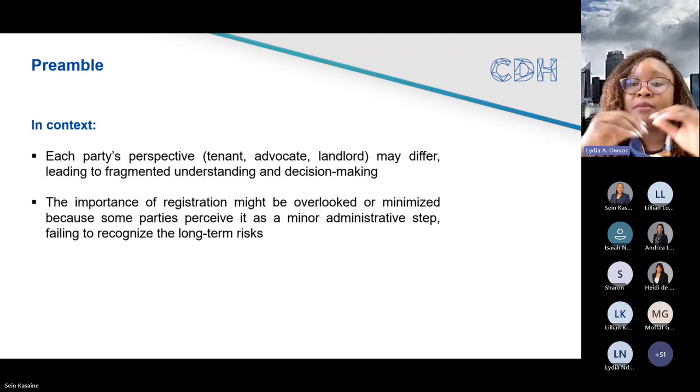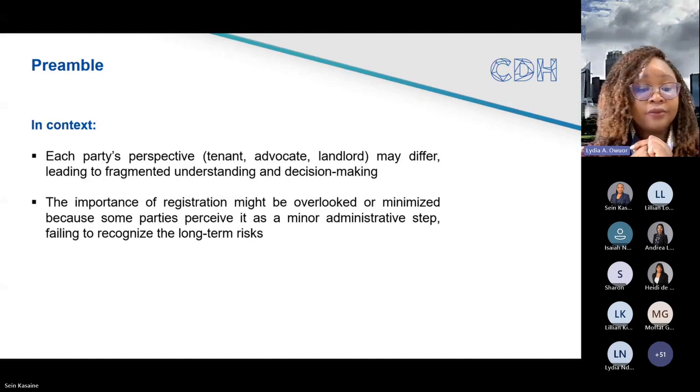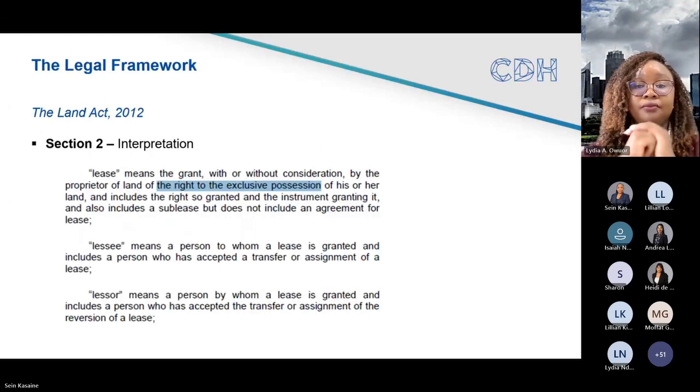And by this, I mean highlighting the legal provisions that apply in relation to the topic that we are covering. And then now moving on to the risk perspective. So you can move to the next slide. Okay. Now you can see that brings us to the Land Act 2012.